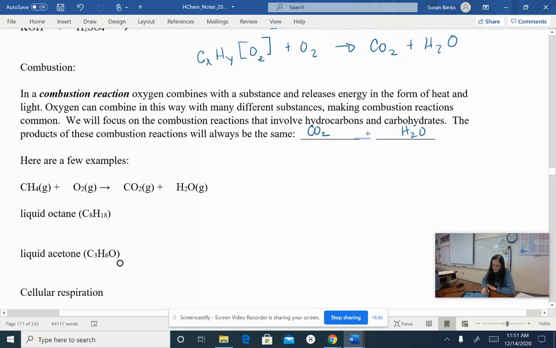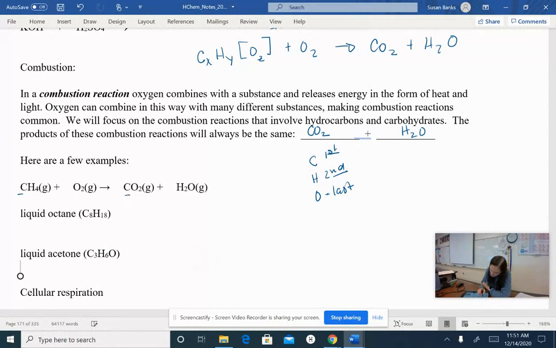warm. We have methane, which is mostly what natural gas is made up of. Oxygen, giving us carbon dioxide and water. So when we balance these, I always want you to do carbons first. Always do your carbons first. Do your hydrogens second, and do your oxygens last. Okay? So we're going to do our carbons first.